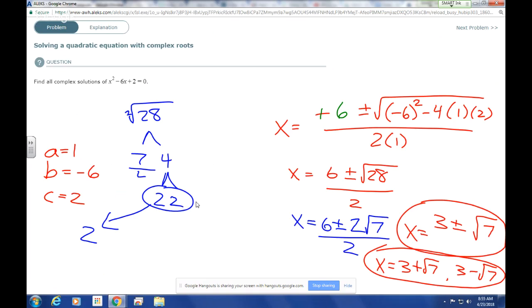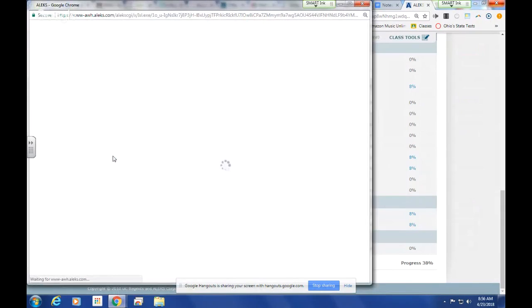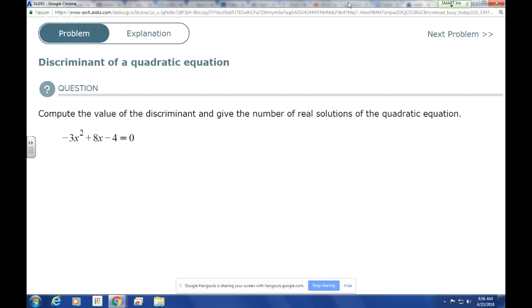So what's our next one? So our next one was what? Discriminant? Is that right? Okay. Go ahead and write this down. Negative 3x squared plus 8x minus 4.